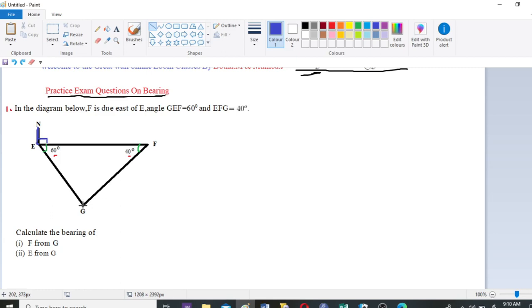Remember, the first thing I mentioned in the first class is you need to draw a straight line on that point where you are, on your initial point.